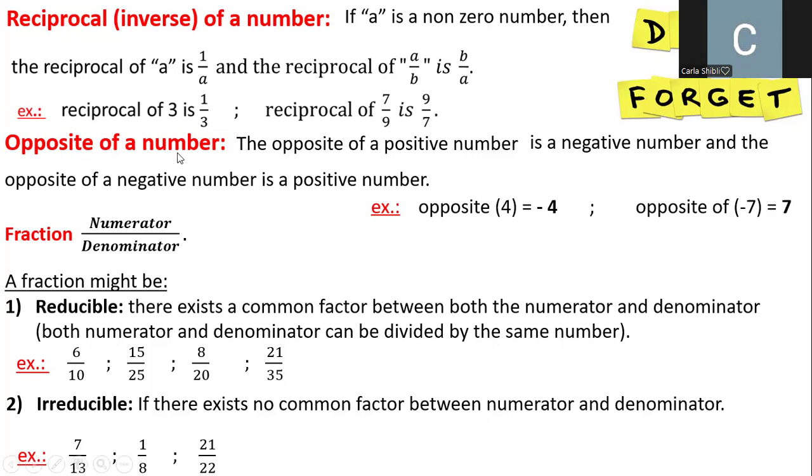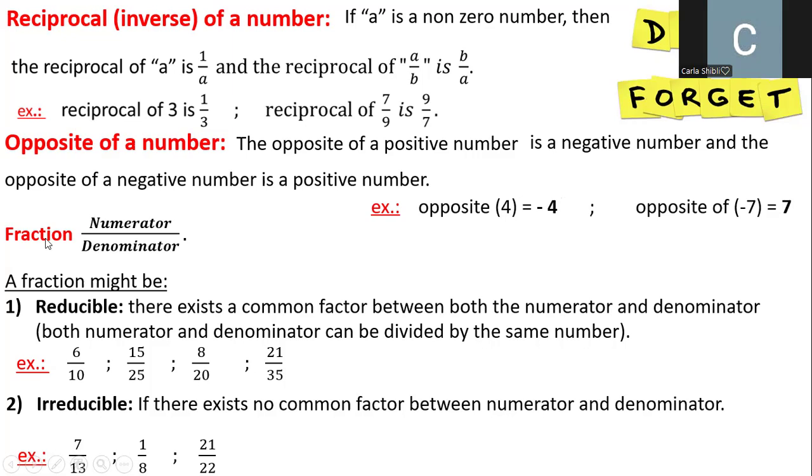Now the opposite of a number. The opposite of a positive number is a negative number, and the opposite of a negative number is a positive number. For example, the opposite of 4 is minus 4. So we keep the number and we change the sign. The positive becomes negative. The opposite of minus 7 is equal to 7. So the negative becomes positive.